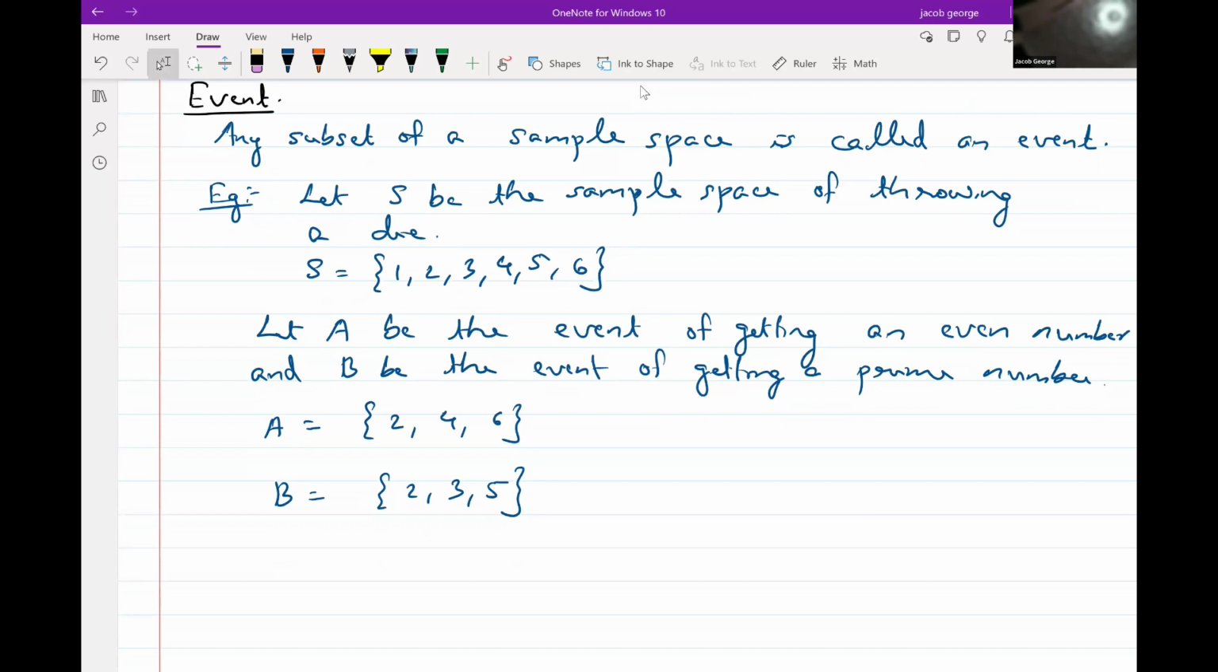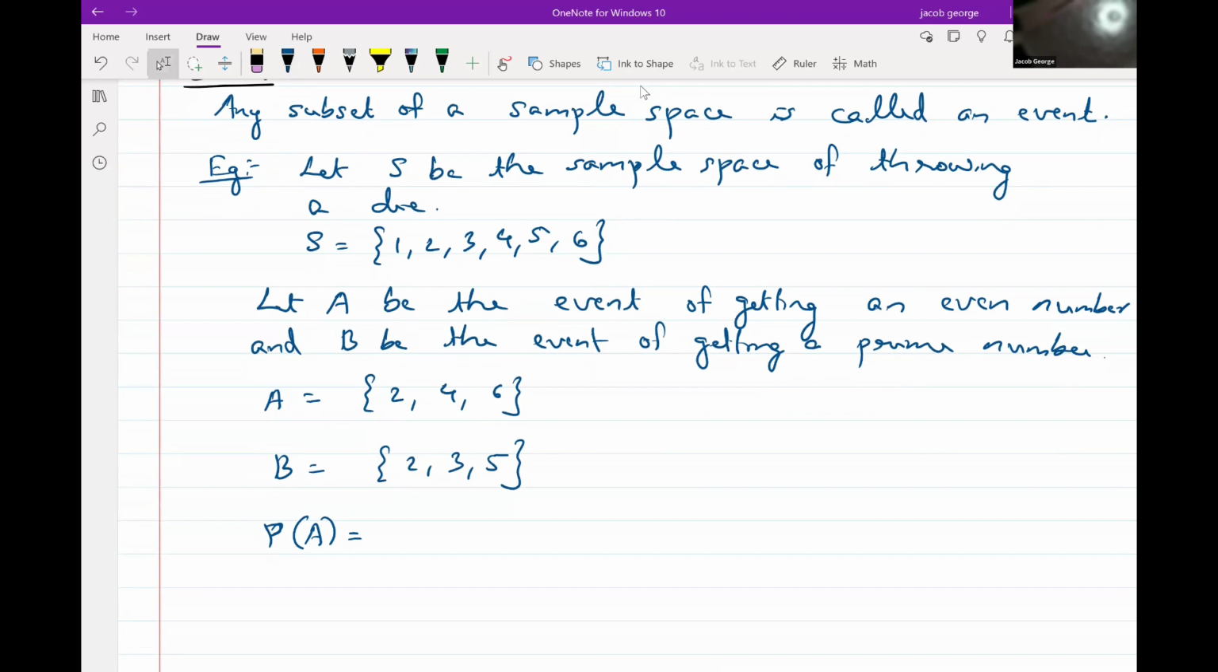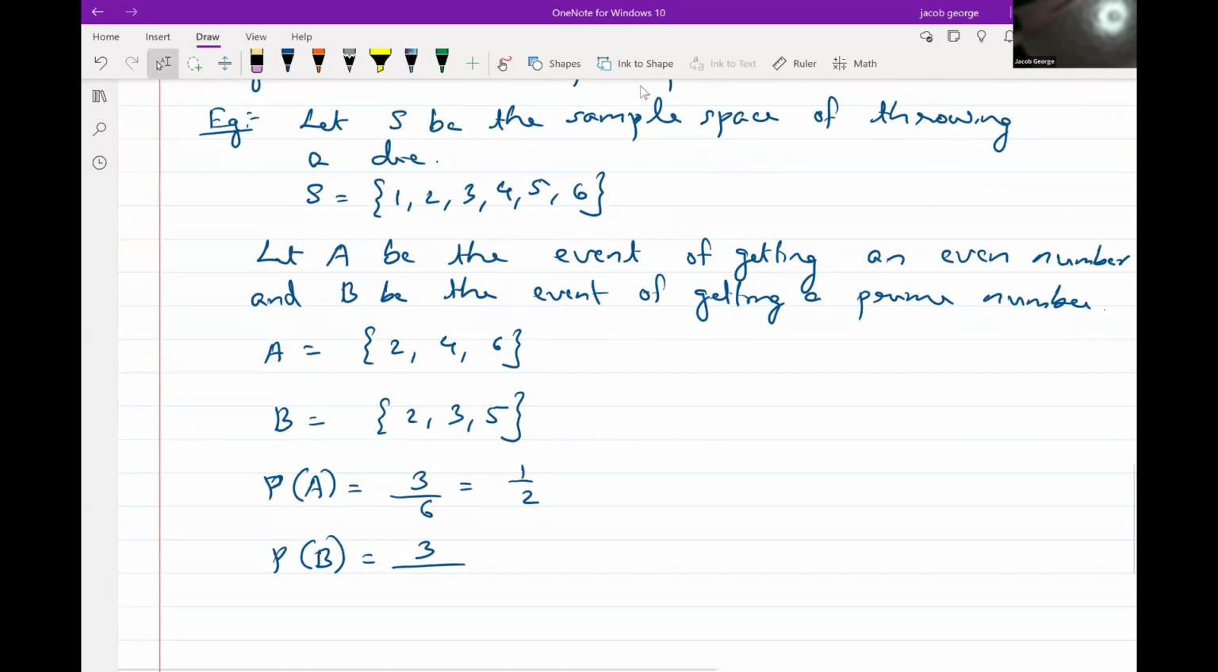Now, probability of A. What is P of A? P of A means probability of A. Probability of A means number of elements in A upon number of elements in the sample space. In A, how many elements are there? 3, right? Upon 6, that is 1 by 2. Same way, probability of B is also number of elements in B upon number of elements in S. So that is 3 by 6 equal to 1 by 2.